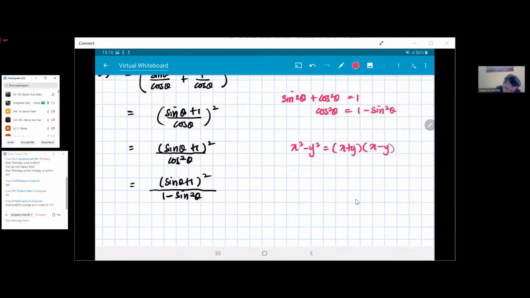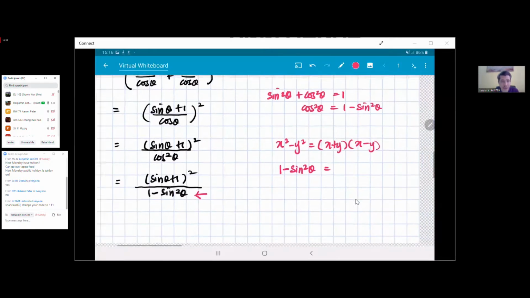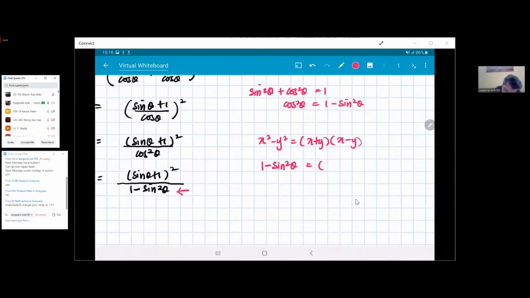For example, at the bottom here, 1 minus sine square theta. When you factorize this, it becomes 1 plus sine theta in one bracket, and 1 minus sine theta in one more bracket. So you've got two brackets. 1 minus sine square will give you two brackets.